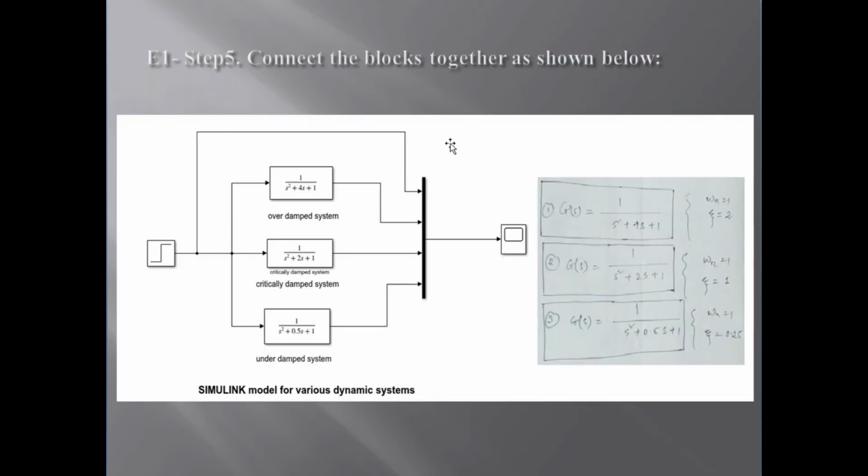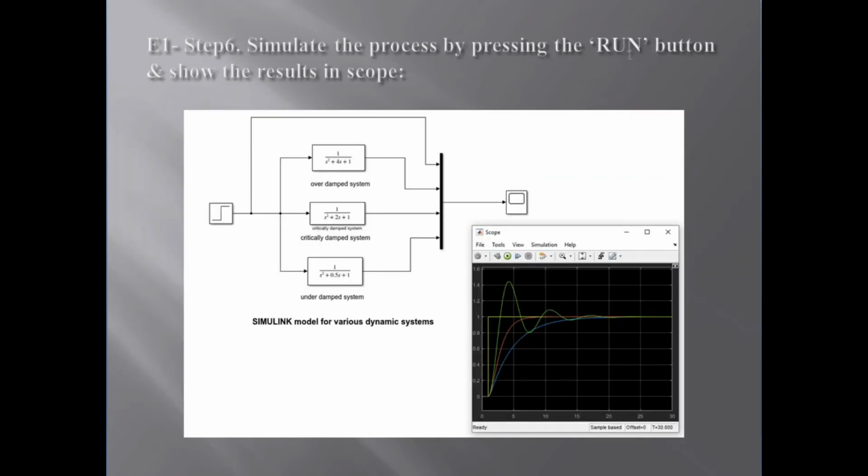After that, connect the blocks together. I have connected them for these 3 systems. So this will be the overall Simulink model for the second order system: 3 second order systems, overdamped, critically damped and underdamped. And after that, run the program. The Run button is there. I'll show in the MATLAB window how to run the program and how to analyze the graphs.